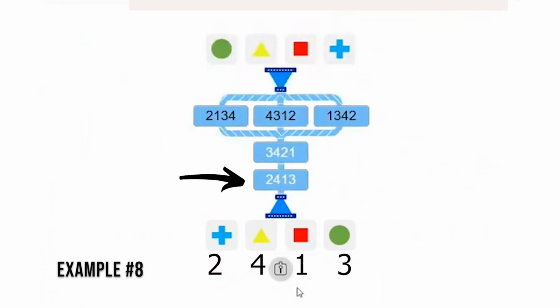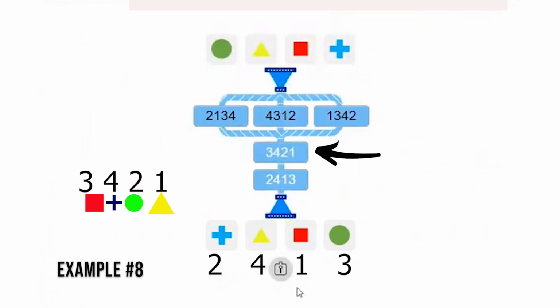Here, let's start from the bottom. Assign the numbers from the last branch to the symbols. So 2, 4, 1, 3. Then rearrange these symbols in the numeric order. Then we will assign the numbers coming from the answer in the second branch, that is 3, 4, 2, 1. Then we rearrange the symbols again in the numeric order, that is 1 to 4.